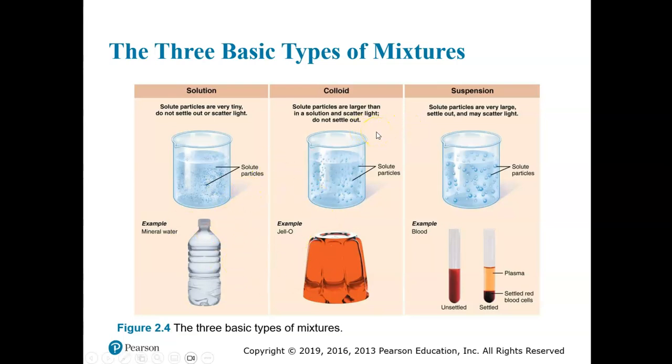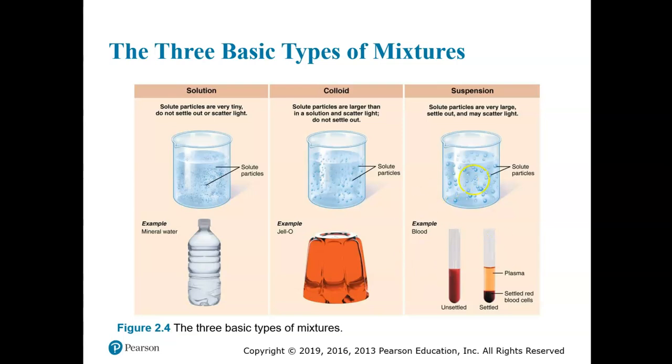A colloid is when the solute particles are larger than they are in a solution, and they scatter light, but they don't settle out. So Jell-O is an example of a colloid. Blood is an example of a suspension. The solute particles are large. They settle out and they may scatter light.